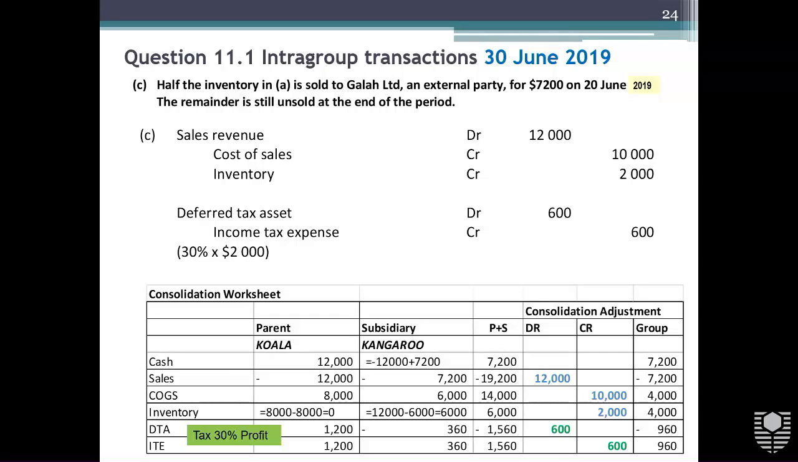360 added to 1200 gives you 1560. We need it to be 960. To get it to 960, we have to adjust it by 600, which is also 30% of the 2000 inventory overstatement which is in there. I've gone the long way about doing it, but I'm just showing you visually. This is the books of the parent, that's what's in there. This is the subsidiary. When we add the two together, this is how much it's overstated by. This is where we need to get it to.